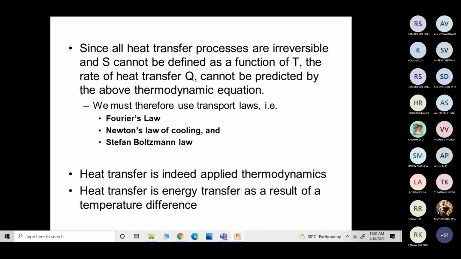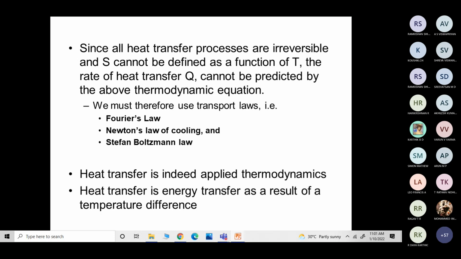And there are three basic laws which I had told you in the last class. Can anyone say what is Fourier's law of conduction? What is Fourier's law of conduction? Anyone can say? So the Fourier heat law: heat flux is directly proportional to the temperature gradient and cross-sectional area of heat transfer. Yeah, very good, very good.